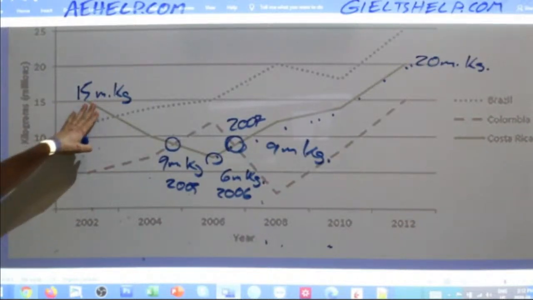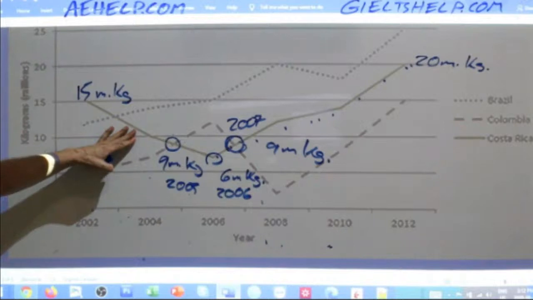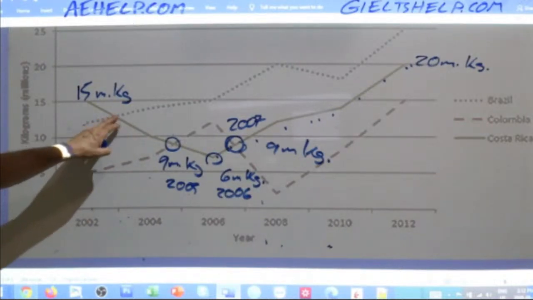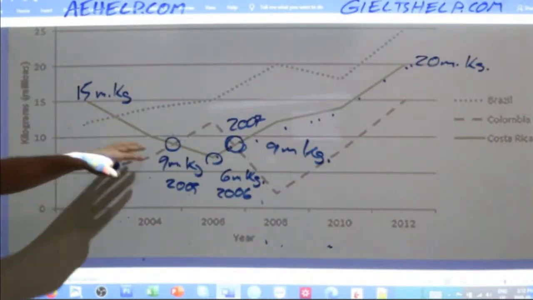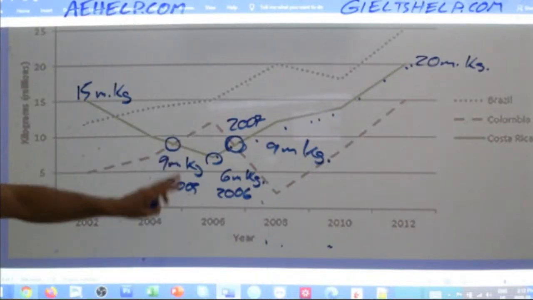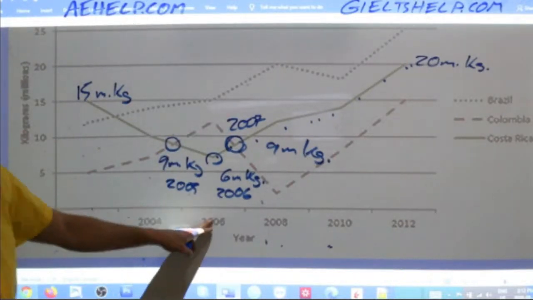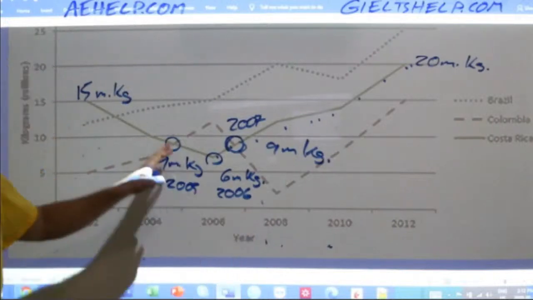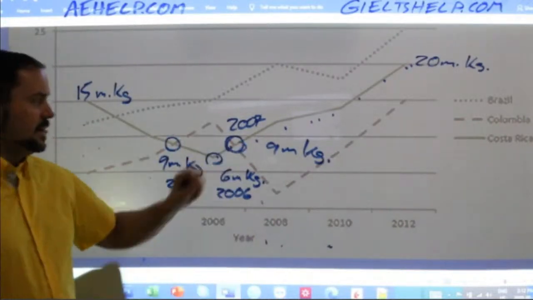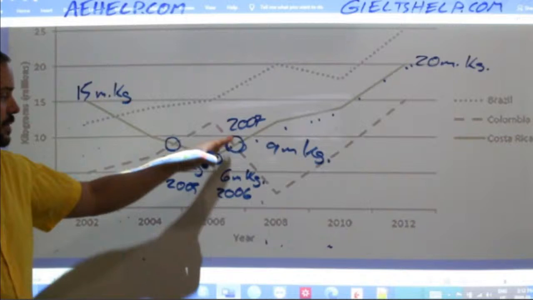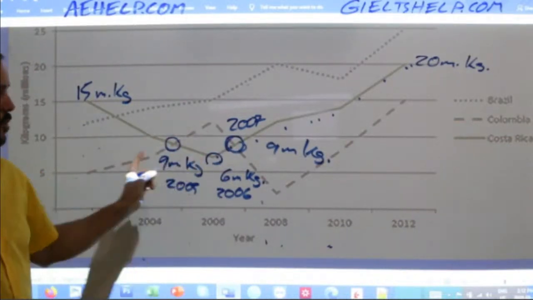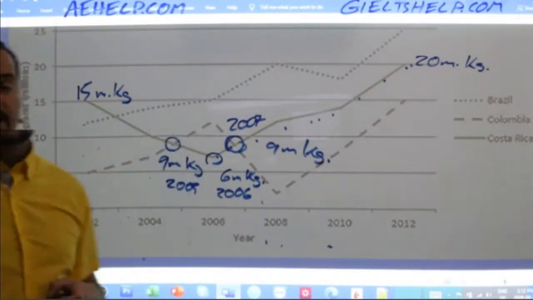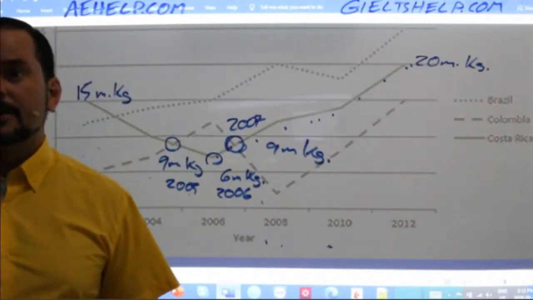So starts at 15 million, it's the highest. There's a gradual or a steady decrease in the amount of coffee exports. We don't need to talk about that because we already discussed it. So we talk about this point here in 2005, 2006, and 2007, where it goes from 9 to 6 back to 9. Okay? And at both of those points, crossing over with the amount of exports coming out of Colombia. All right?